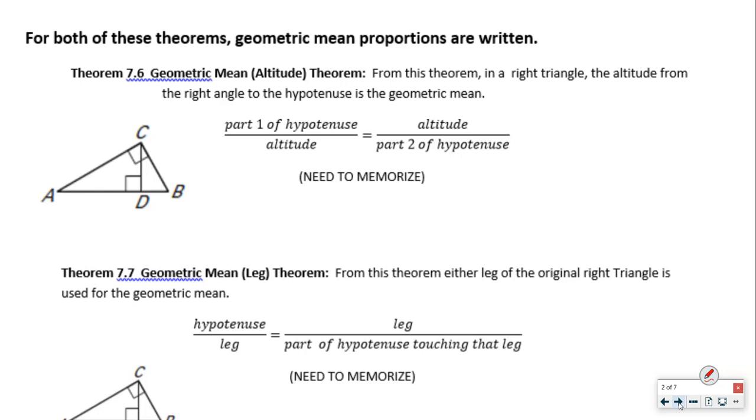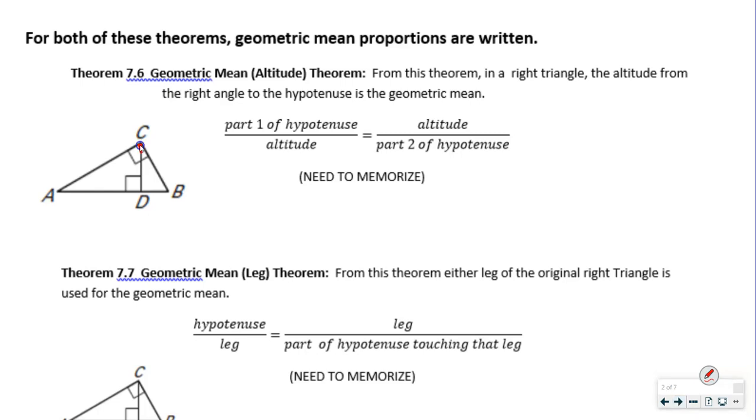Now, we didn't talk about what geometric mean is. You don't really need to know that. But what you need to identify is what this formula is. It says part 1 of hypotenuse over the altitude equals the altitude over part 2 of the hypotenuse.